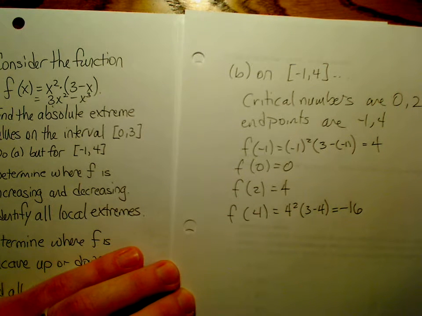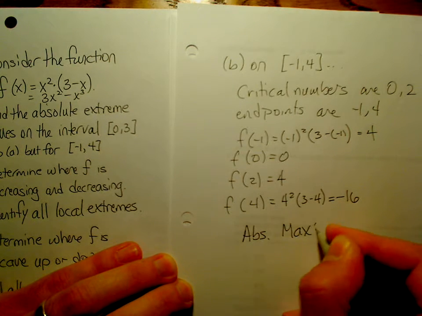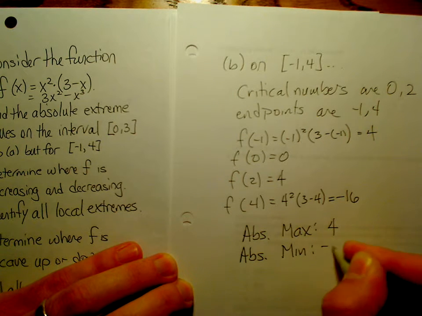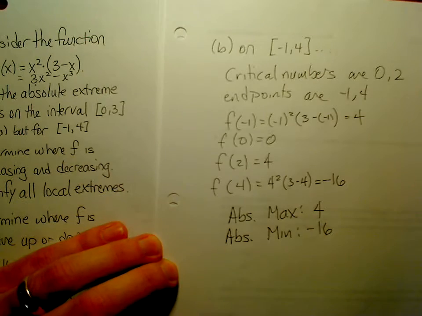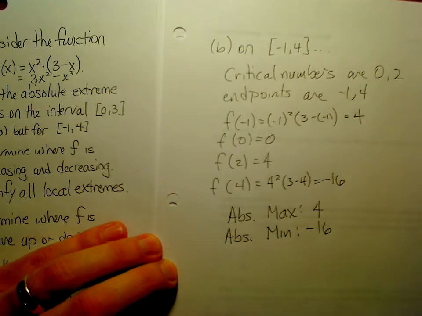There's a less than or equal to as part of the definition for absolute maximum. And so our absolute max is 4. Our absolute min is -16. You know, 4 is happening at 2 and at -1. Our -16 is happening at the endpoint of 4.